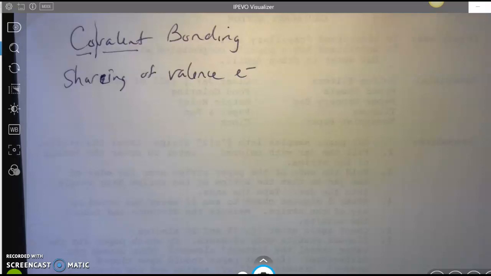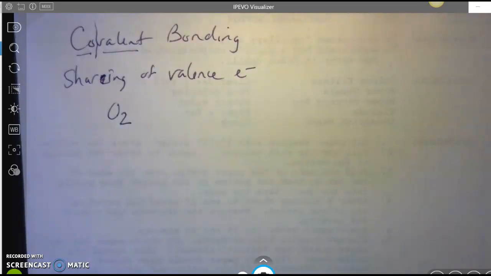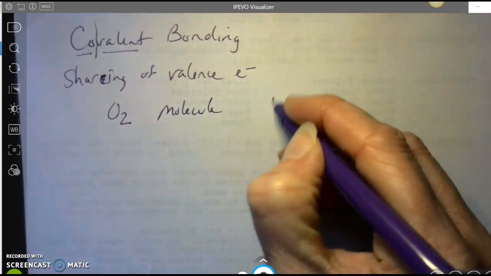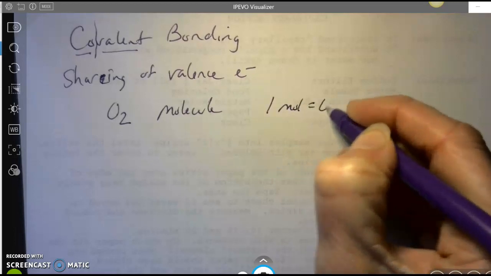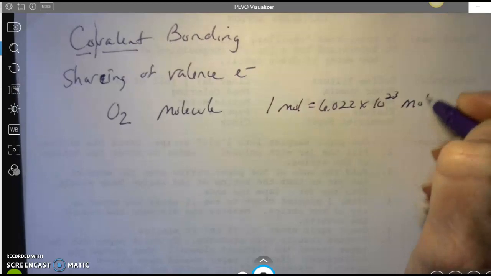Valence electrons. So you've probably seen some very common things from biology. You saw O2. You've probably heard of this from breathing. So O2 is a molecule. If you remember when we were doing Avogadro's number for something like oxygen, we would say 1 mole is 6.022 times 10 to the 23rd molecules.